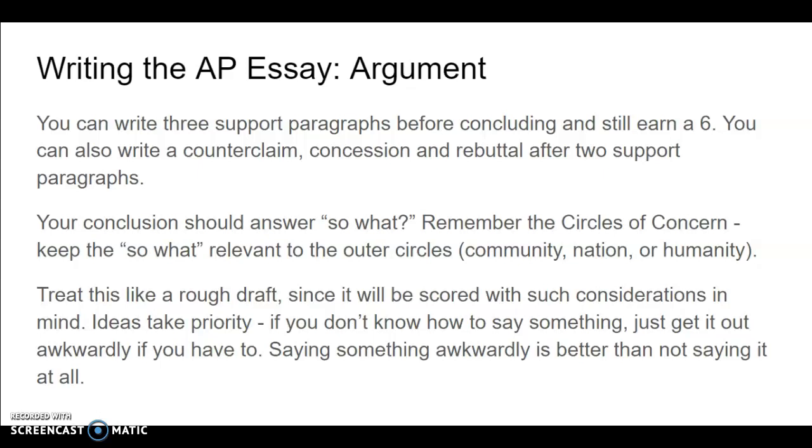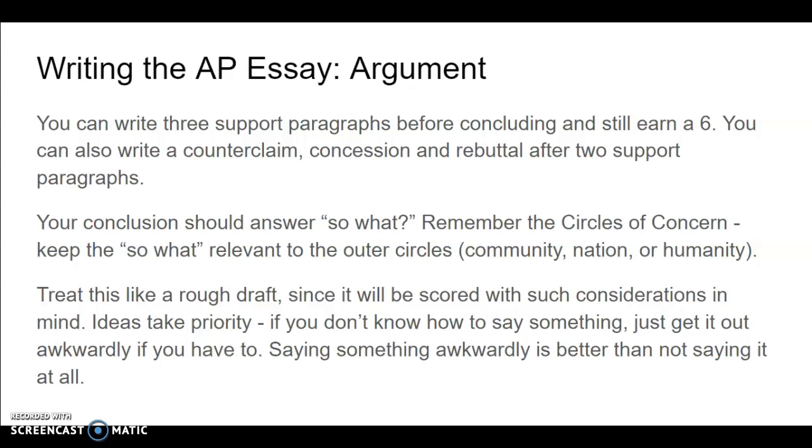And this says still earn a 6. The AP essays are scored 0 through 6. We'll look at the rubric in just a moment. But you can still earn a 6 without a counterclaim, concession, and rebuttal. However, I highly recommend that you do that because that is an easy way to earn what's called the sophistication point. Your conclusion should answer, so what?